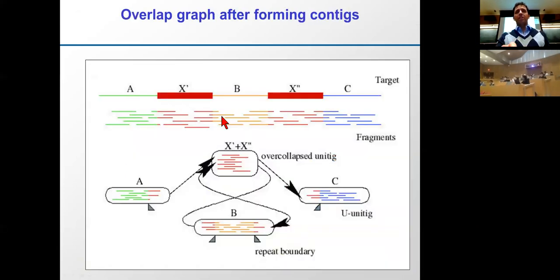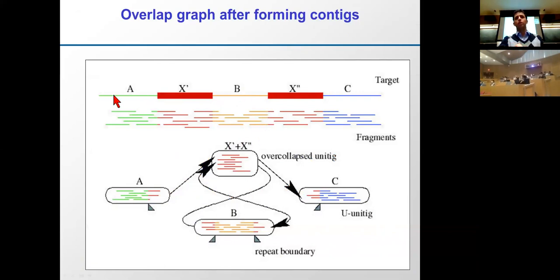So after you've formed your contigs, you end up with an overlap graph that says: here I have a unique sequence, I'm entering an over-collapsed region, here I have a unique sequence, I'm entering an over-collapsed region. And here I have my over-collapsed region, which is traversed twice. That means this sequence appears twice in my genome.